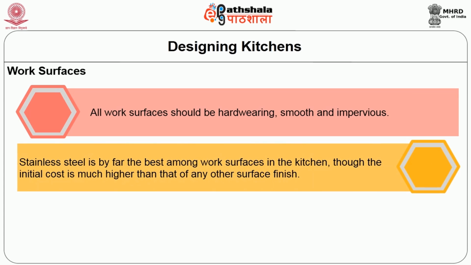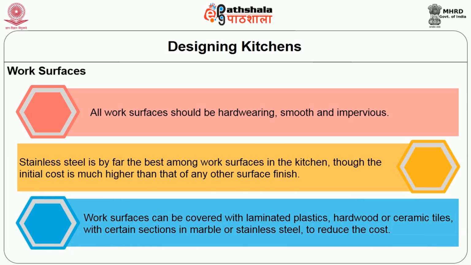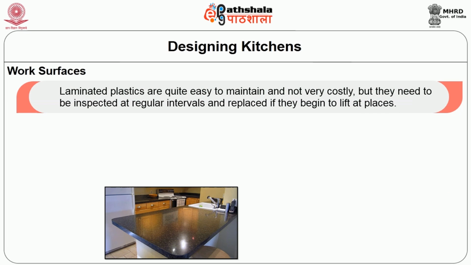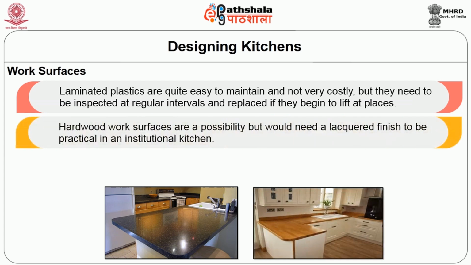Work surfaces can be covered with laminated plastics, hardwoods or ceramic tiles with certain sections in marble or stainless steel to reduce the cost. Laminated plastics are also quite easy to maintain and not very costly, but they need to be inspected at regular intervals and replaced if they begin to lift at places. Hardwood work surfaces are a possibility but would need a lacquered finish to be practical in an institutional kitchen where large production is happening.